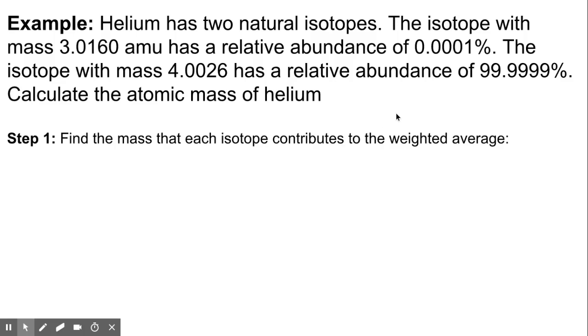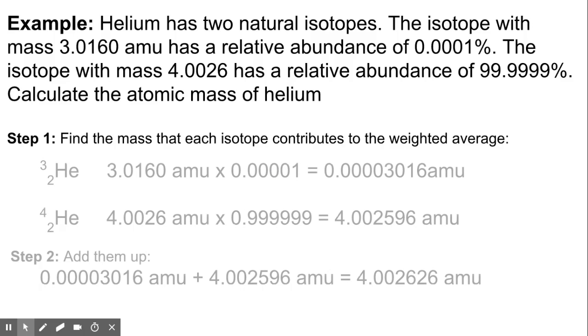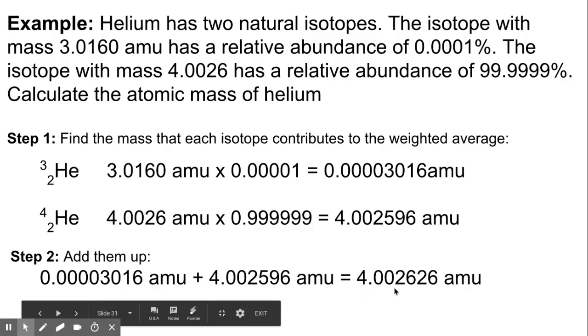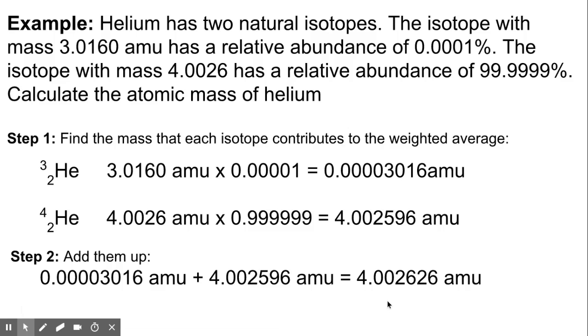So the first step, just like we did last time, was to find the mass that each isotope contributes to the weighted average. And we do that by taking the mass given and then multiplying it by the percent given. So here's our helium-3. Our mass given multiplied by our percent divided by 100 to get it out of the percent, and then we add them up and we see where that number on the bottom of the periodic table actually comes from.